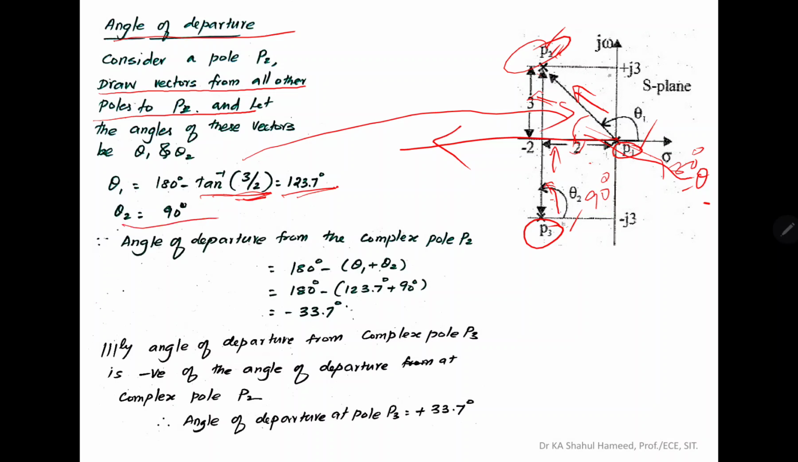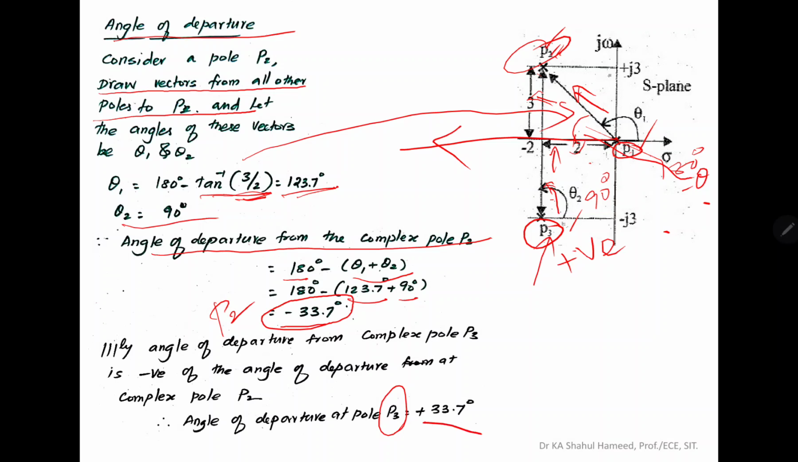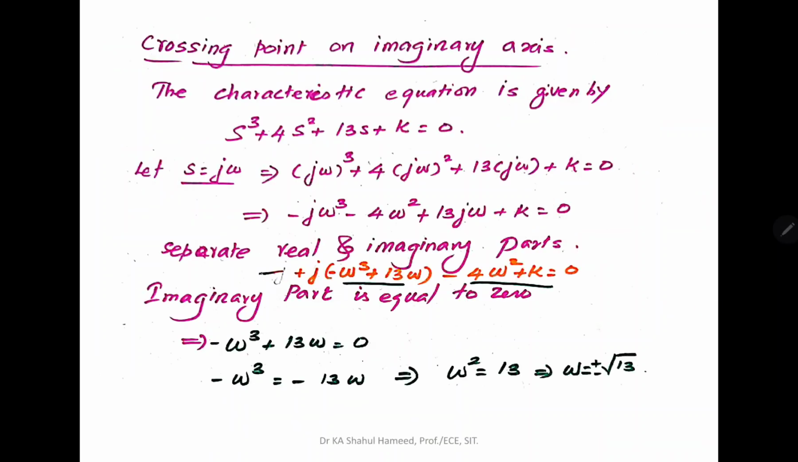Using that we can find the angle of departure. The angle of departure formula is 180 degrees minus theta 1 plus theta 2. Theta 1 is 123.7 and theta 2 is 90 degrees. Using a calculator you will get minus 33.7 degrees. That is the angle of departure from complex pole P2. If this is negative, then the other is positive, so the angle of departure at pole 3 is plus 33.7.